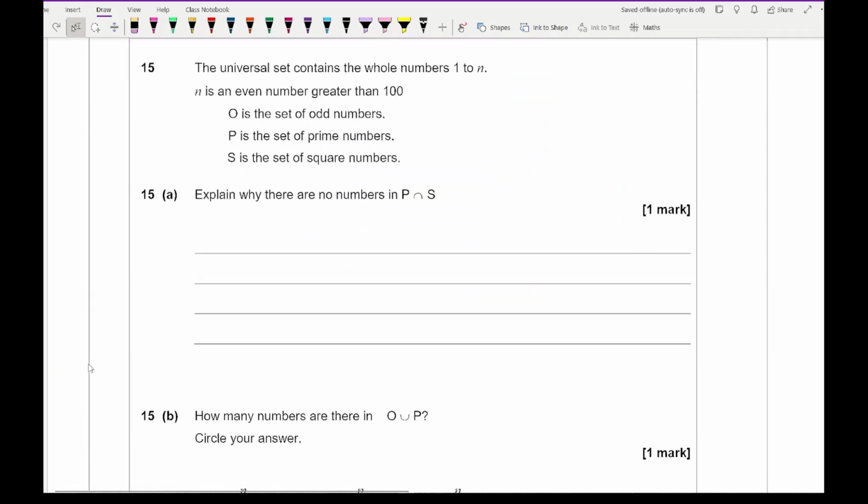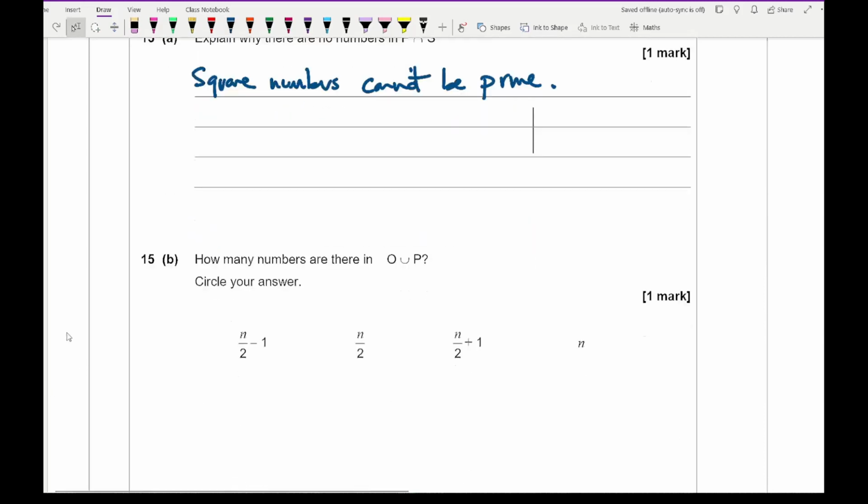Then moving on to question 15, it says that a universal set contains the numbers 1 to n. N is an even number greater than 100. O is the set of odd numbers, P is the set of prime numbers, and S is the set of square numbers. Explain why there are no numbers that can be both P and S. Well, here you want to write something along the lines of, if you can write properly, that square numbers cannot be prime. And you can give some examples if you wanted to, but there you go.